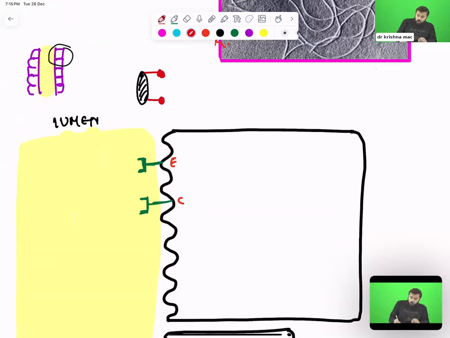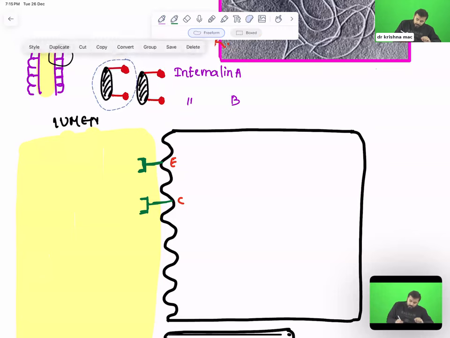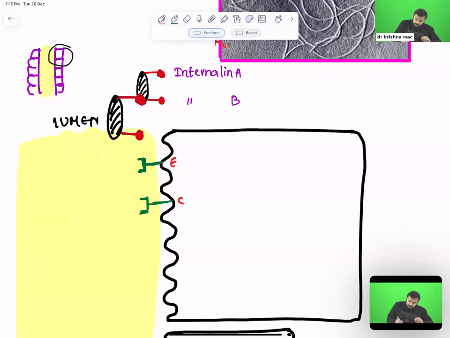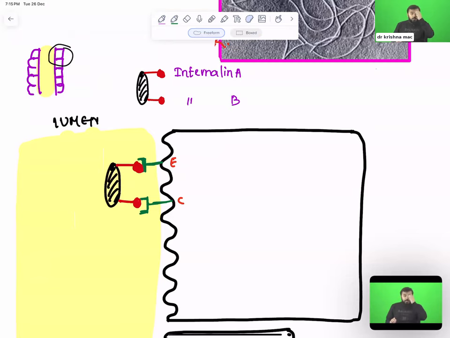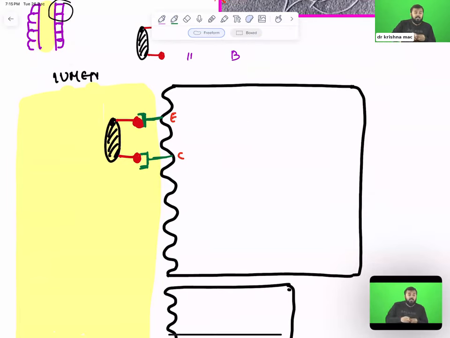One protein is called internalin A. Another one is called internalin B. Now what does this internalin A and B do? They will come all the way into the intestine, and you see it is trying to fit into this E and C receptor. Once it fits into this E and C receptor, this bacteria is internalized inside. Internalized means this bacteria will enter inside.